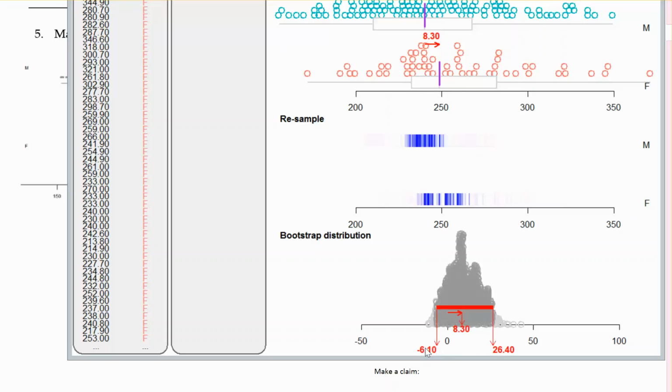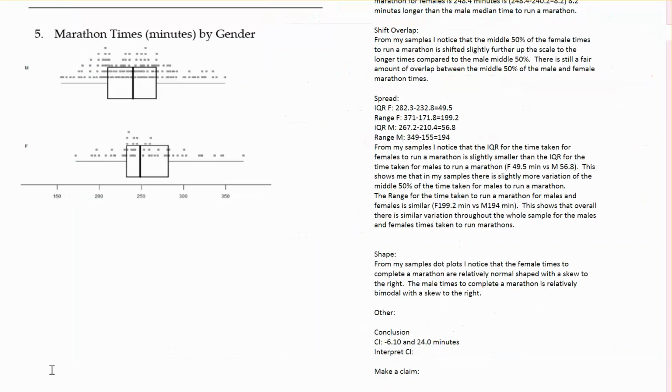So that negative 6, again being negative, shows us that the number at the top is going to be slightly bigger, so that shows us that it's possible that the men have a slightly longer marathon time. And the positive number is going to give us that the females are slightly bigger marathon times. So remember that.